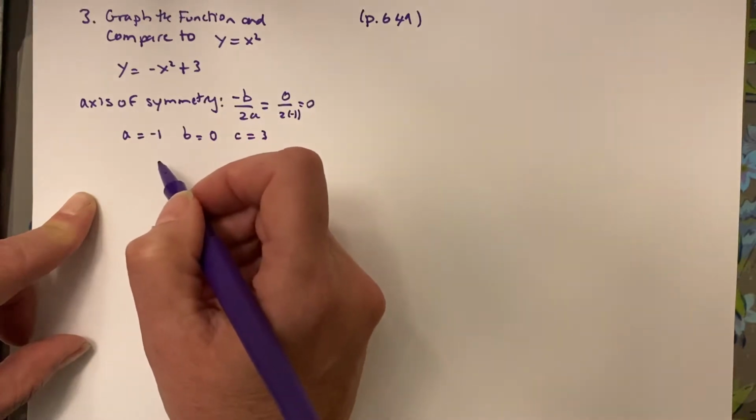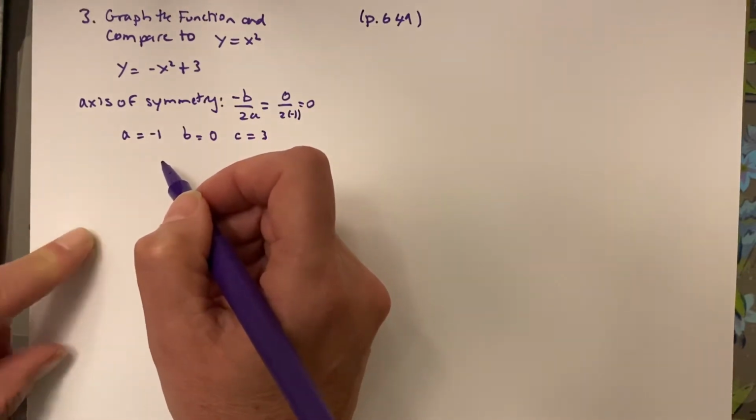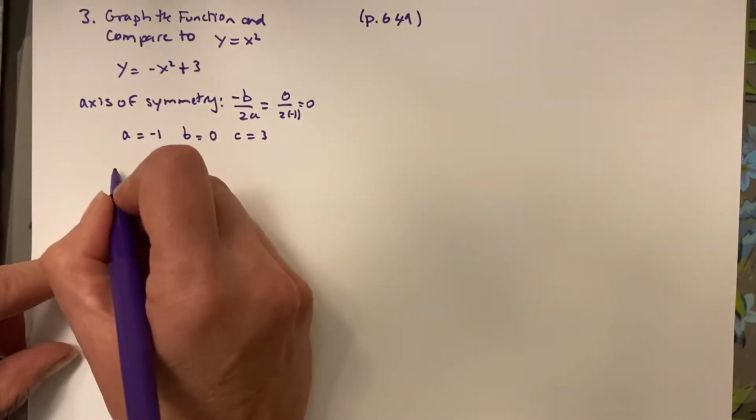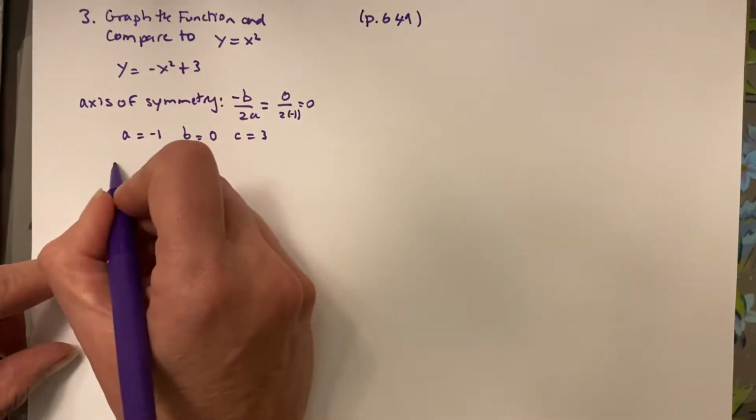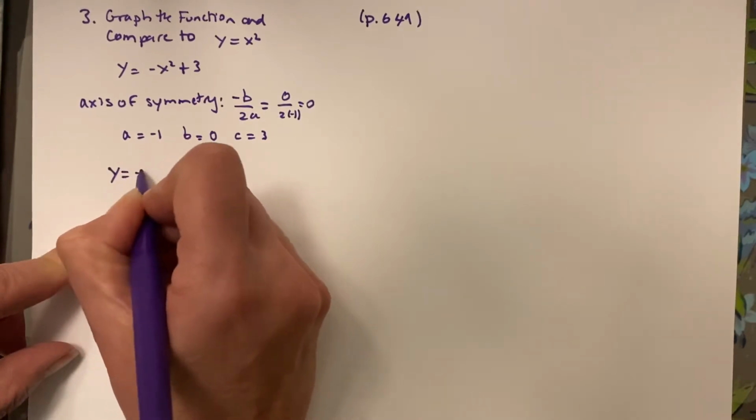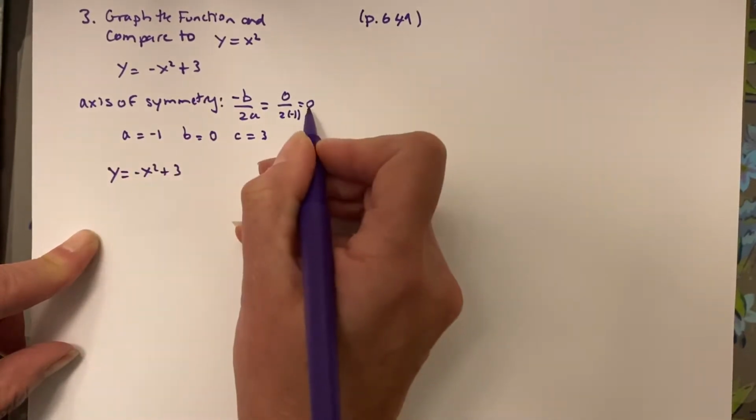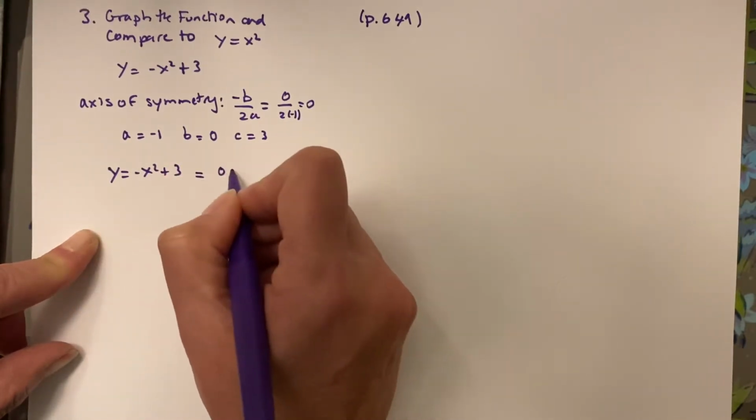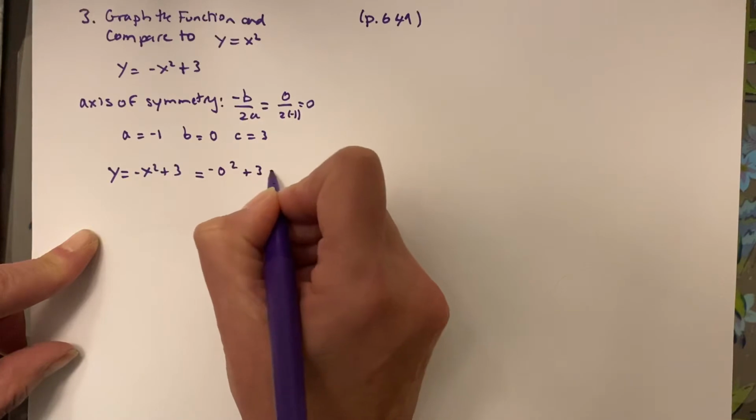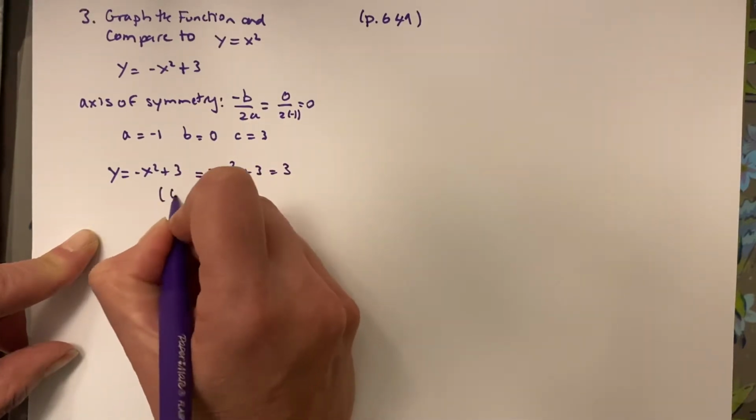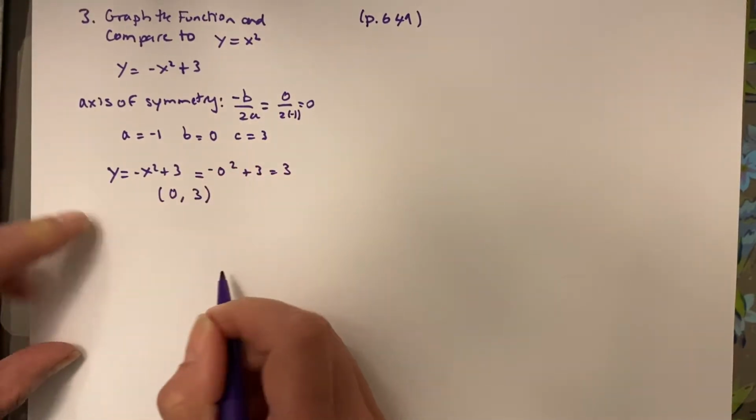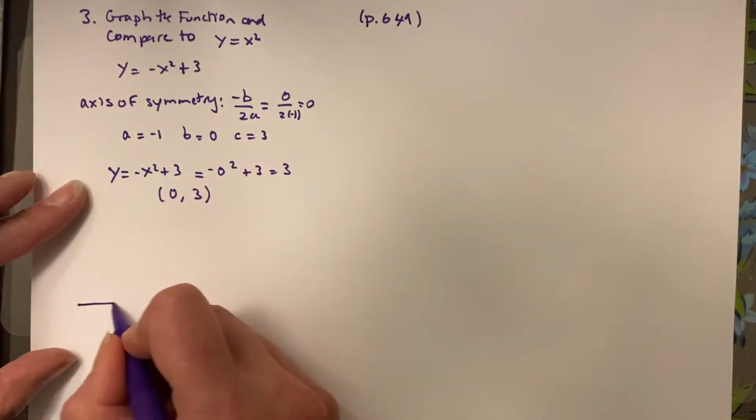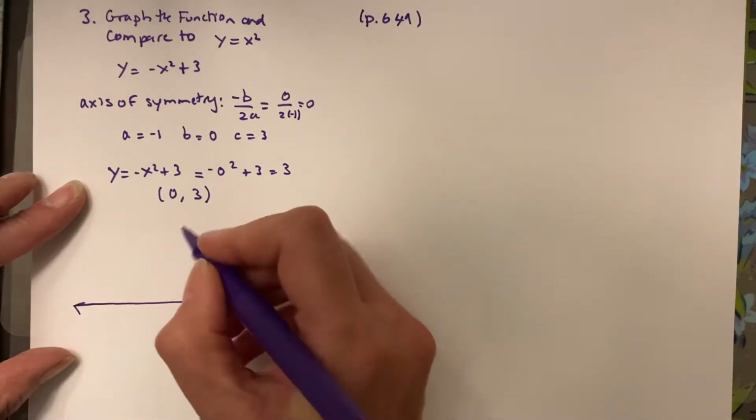Therefore, my vertex is also going to be at 0, 0. Sorry, not 0, 0. So if I enter this into this equation, not 0, 0, we'll see in a minute, y equals -x squared plus 3, and I substitute the axis of symmetry, I get 0 squared plus 3, or a value of 3. So my vertex is at 0, 3. Okay, so I think I'm doing pretty well as far as now graphing my function.